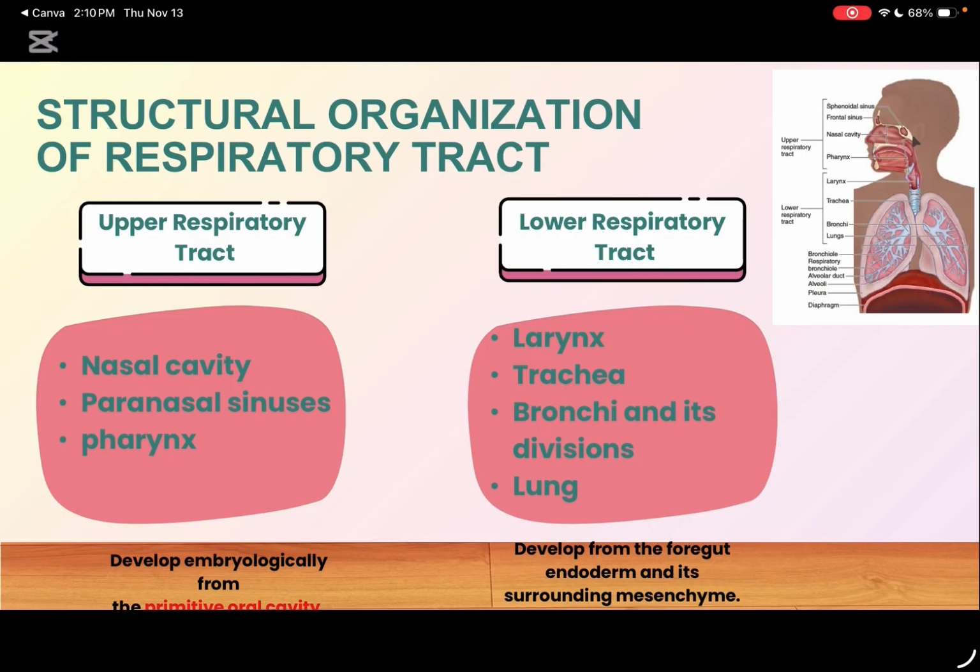We're going to start with the structural organization of the respiratory tract. We're firstly discussing the upper respiratory tract. It consists of 3 parts: nasal cavity, paranasal sinuses, and pharynx. It's very important to know that the upper respiratory tract develops embryologically from the primitive oral cavity. This is very important to know. And we will be discussing the lower respiratory tract later in this video.